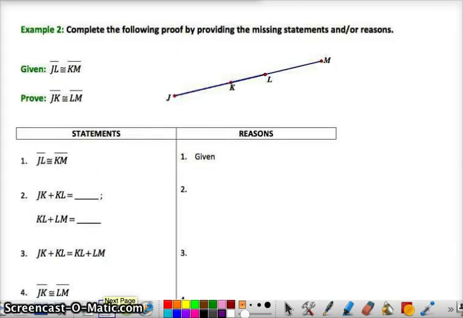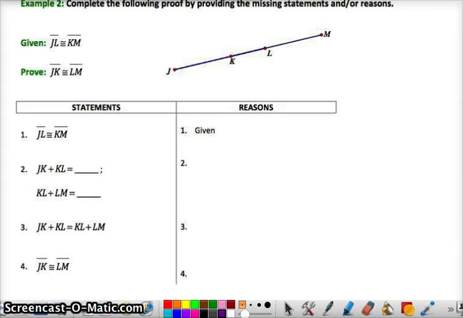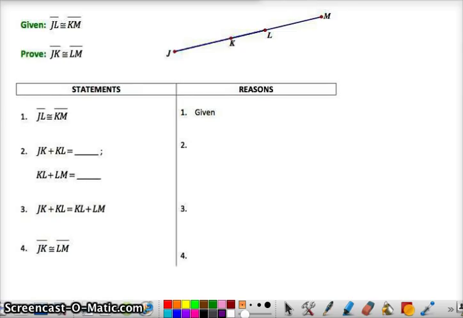So we don't have a lot of time here, so I want to get through a few proofs. Here's an example of a proof. We have a hypothesis. We have some true statement. We're trying to then prove this conclusion. So we have a statement that says segment JL, right here, is congruent to segment KM right here. If that's true, then we need to prove that segment JK, right here, is congruent to segment LM.